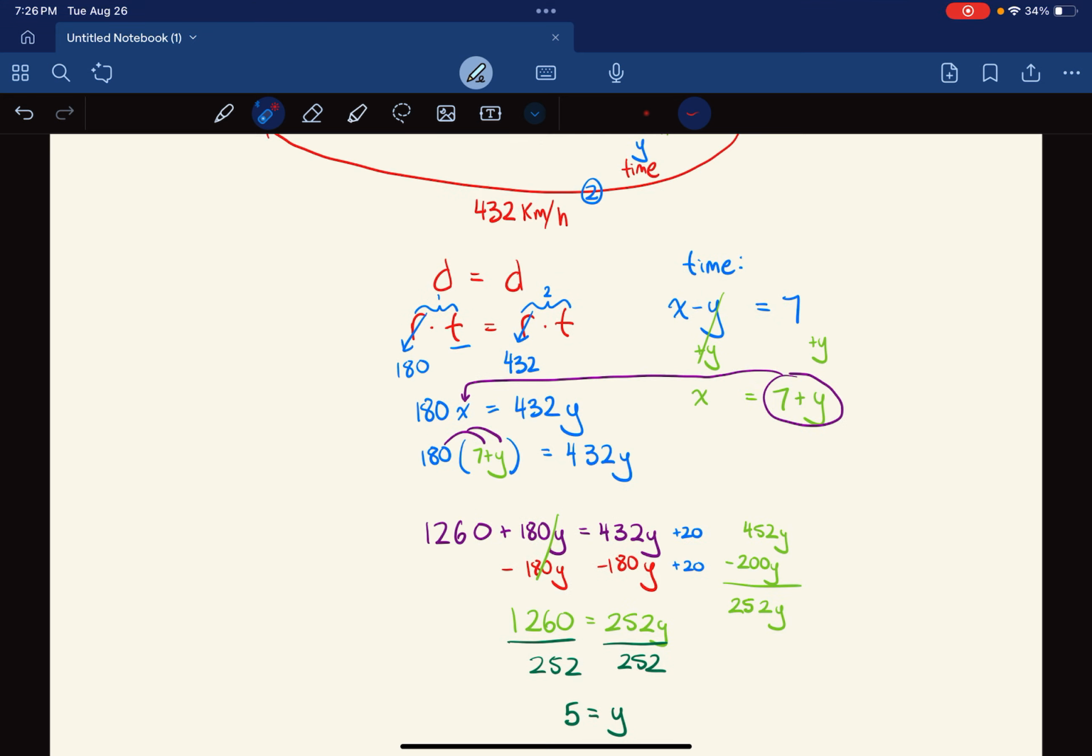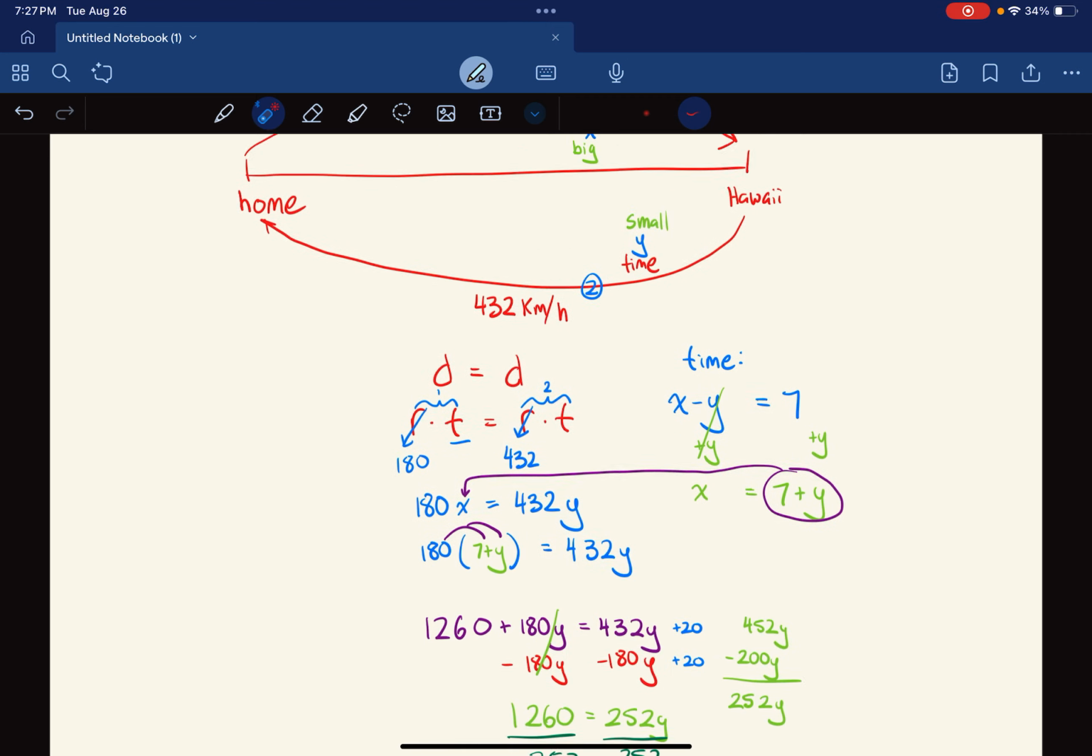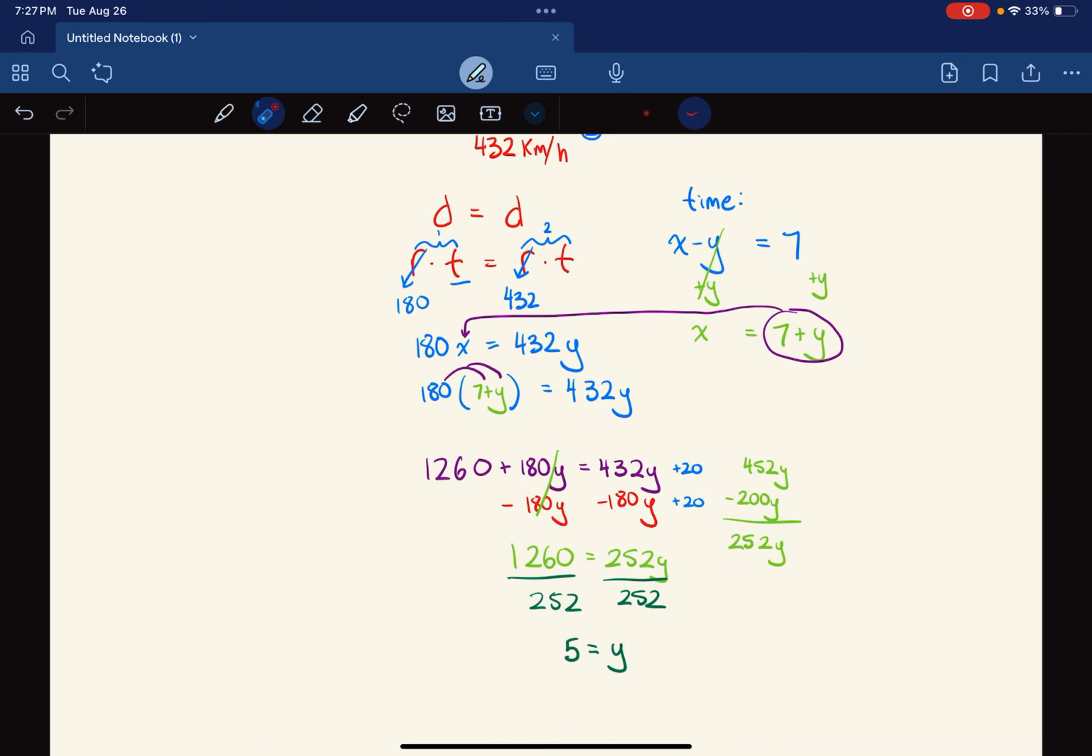So how do we do that? Well, you can plug it into one of your equations. So you technically have 2 equations from up here. You can plug it into whatever one you want, or you can even think about it in terms of the context of the problem, right? We just solved for this one, which is the really fast time, really low amount of time. It was only 5 hours for that trip.